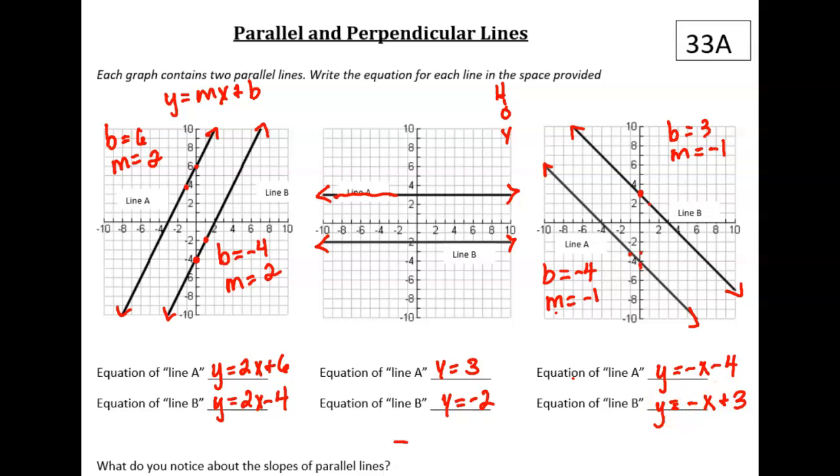So if you notice, in all three cases we have parallel lines. And with the parallel lines, if you notice between the equations of both lines, the slopes are always the same. So in the first case, our slope was 2. In the second example, our slope was 0. And here, our slope is equal to -1. So we can conclude that parallel lines have the same slope.